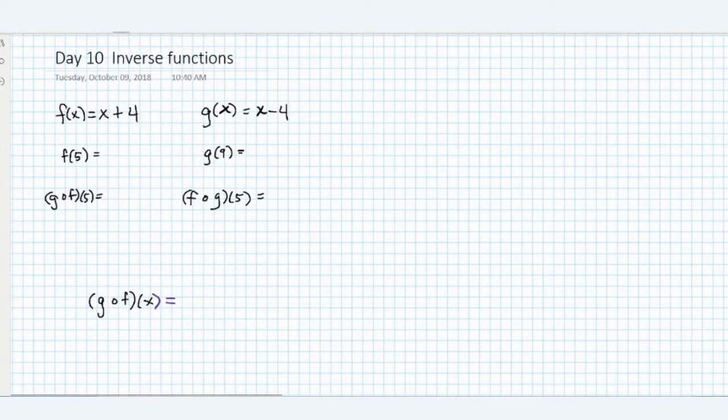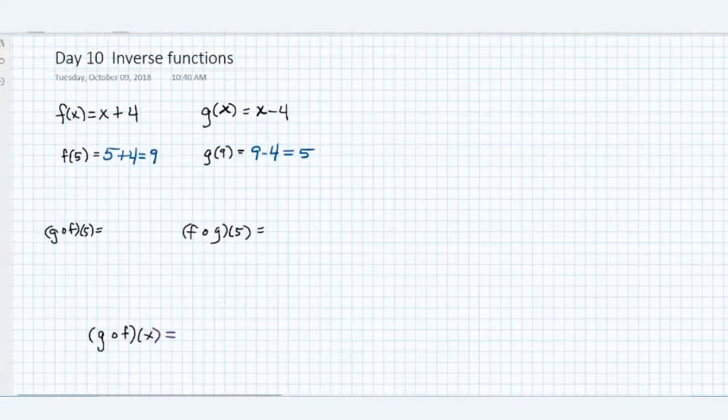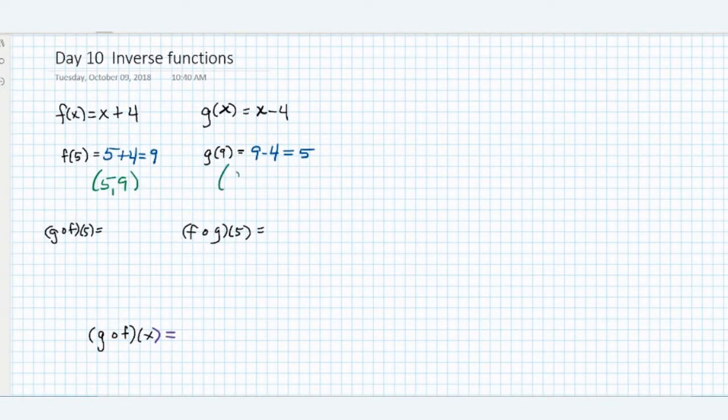So for example, f of 5 is 5 plus 4, which is equal to 9. And g of 9 is 9 minus 4, which is equal to 5. So if we were to graph the line f of x equals x plus 4, it would go through the point (5, 9). And if we were to graph the function g, it would go through the point (9, 5), right? Because the input was x, the output y. Input x, output y. Since one function does the opposite operation of the other, you get this characteristic that on one function you have a pair of coordinates and on the other function you have that same pair but reversed.